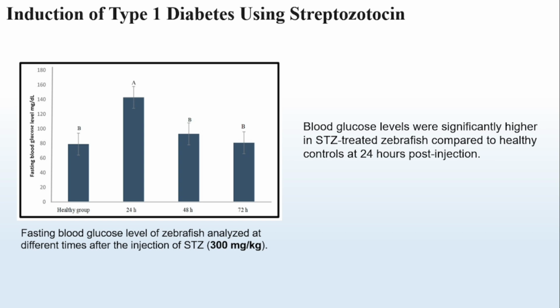And another optimization experiment assessed the effect of 300 milligram per kilogram STZ on the zebrafish fasting glucose at 24 hours, 48 hours, and 72 hours post-injection. For the result, the STZ significantly increased the glucose level at 24 hours without causing any mortality. However, the glucose level dropped rapidly. Because of this, we prompted further optimization using another chemical, alloxan, to extend the hyperglycemia duration.